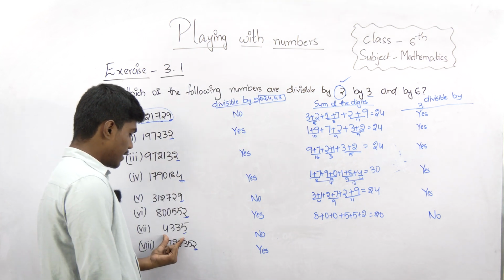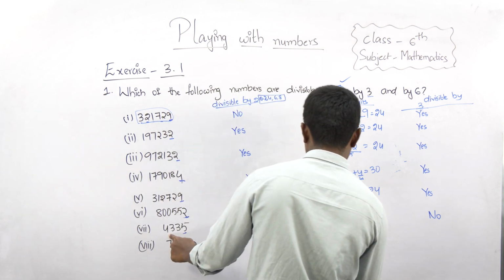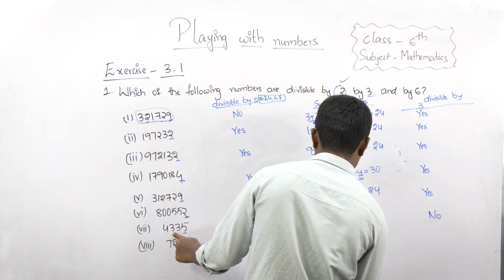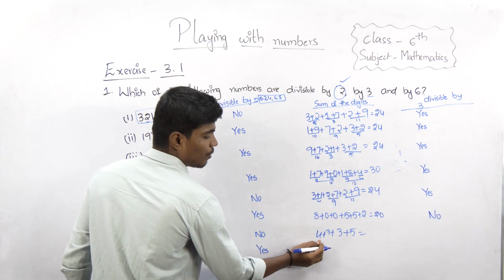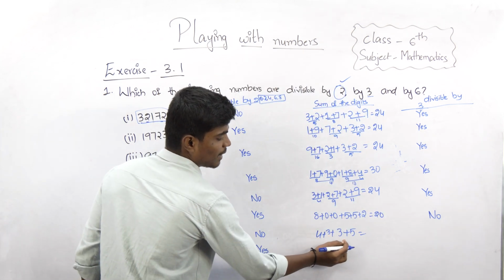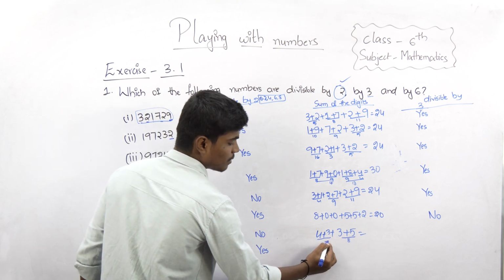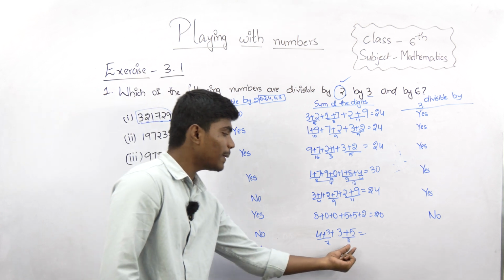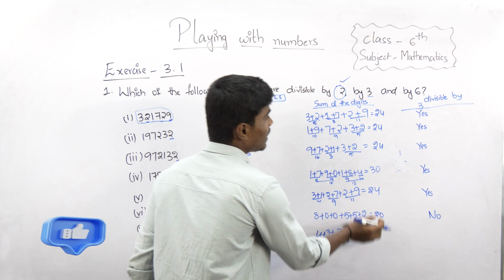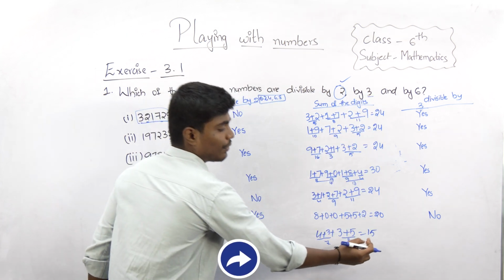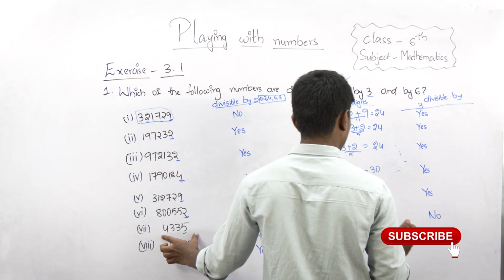Okay, now the seventh one, we have to find the sum of the digits. So 4 plus 3 plus 3 plus 5. 4 plus 3 is 7, 5 plus 3 is 8. 7 plus 8 is 15. Is 15 divisible by 3? Yes, 15 is divisible by 3. So this number is also divisible by 3.